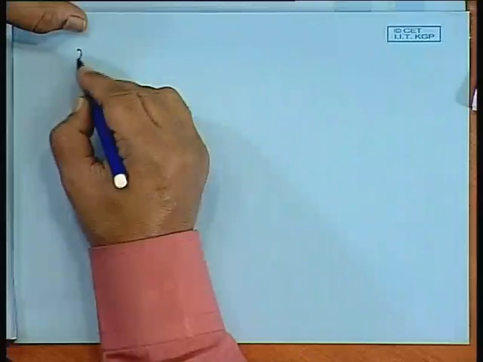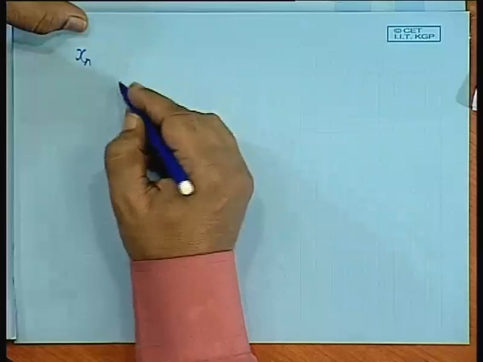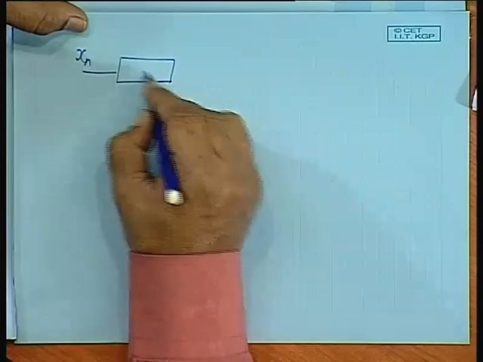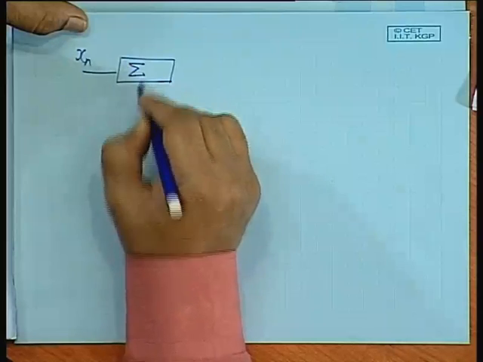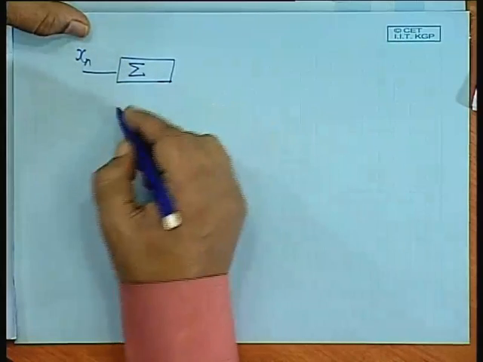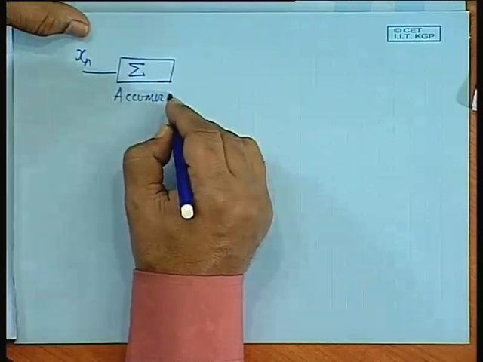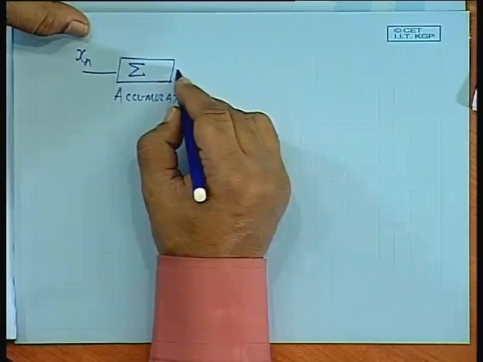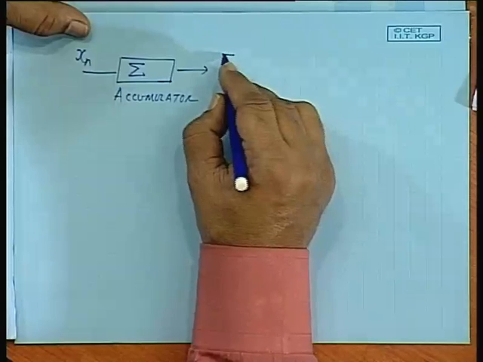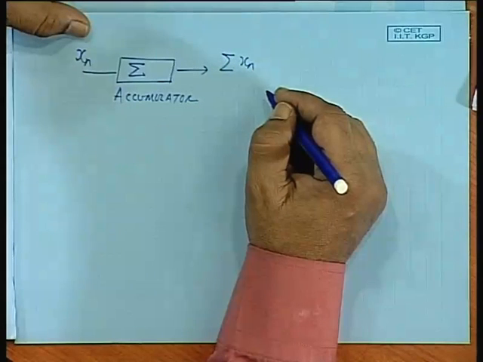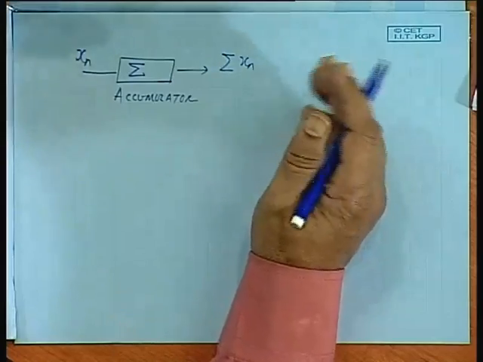There is another operator, a summator or an accumulator. Accumulator is the proper name. So, what you get is summation of x(n), all right, that is x0, it is similar to your integration, summation of the sequence up to that point n.